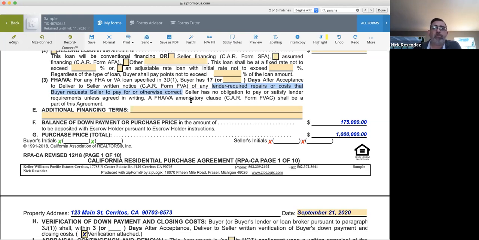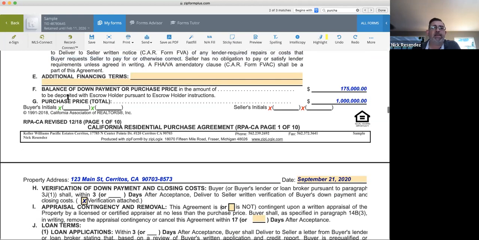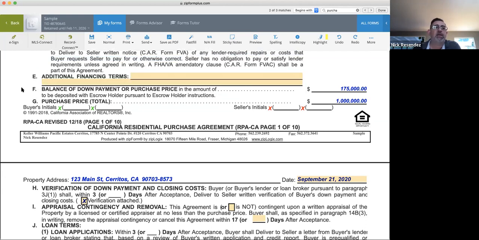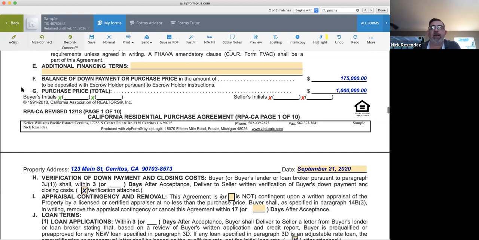So we do have a time frame that's built in here to make the request for those requirements. Any additional financing terms would go here. If your buyer is asking the seller for closing costs, which is probably pretty tough in this market right now, you would write it in here.